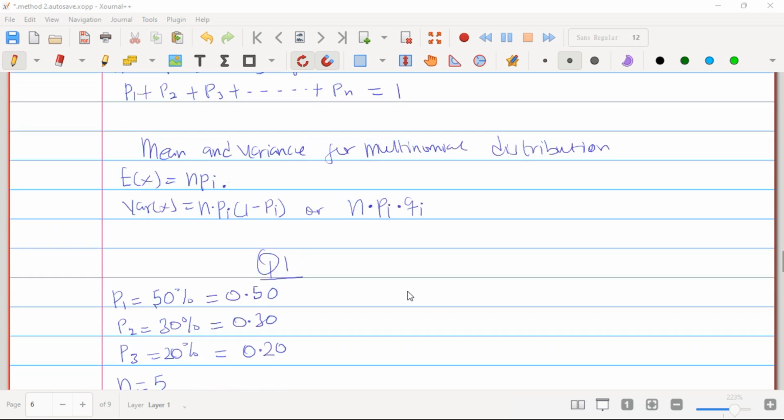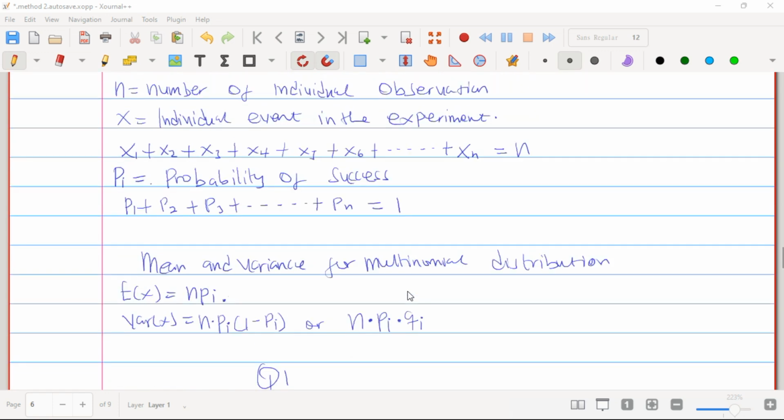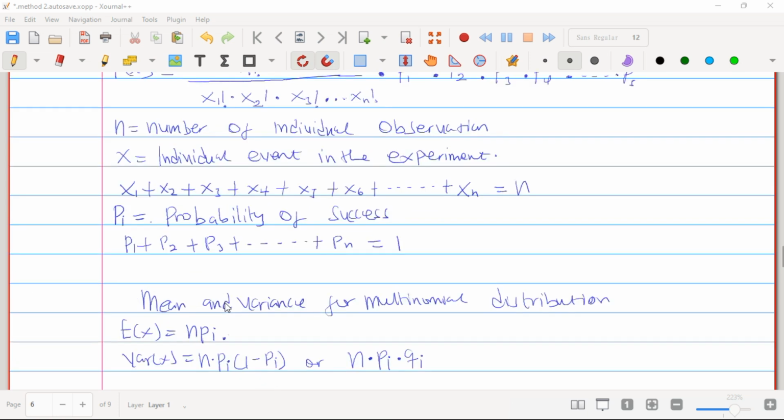And then the multinomial distribution also has its own mean and variance. The mean for multinomial distribution is n times pi. It is trying to tell us that we are going to find the mean for each of the probabilities of success that pop up in the experiment. The variance is n times pi times 1 minus pi, as you can see here. So this is how we can find our mean and variance for multinomial distributions.